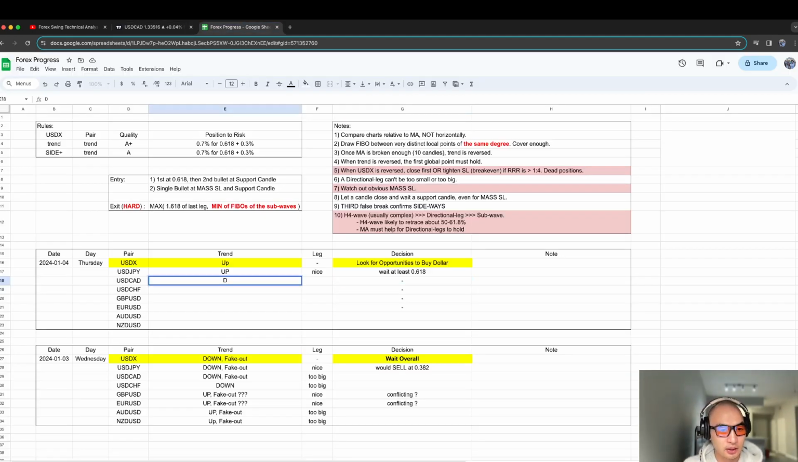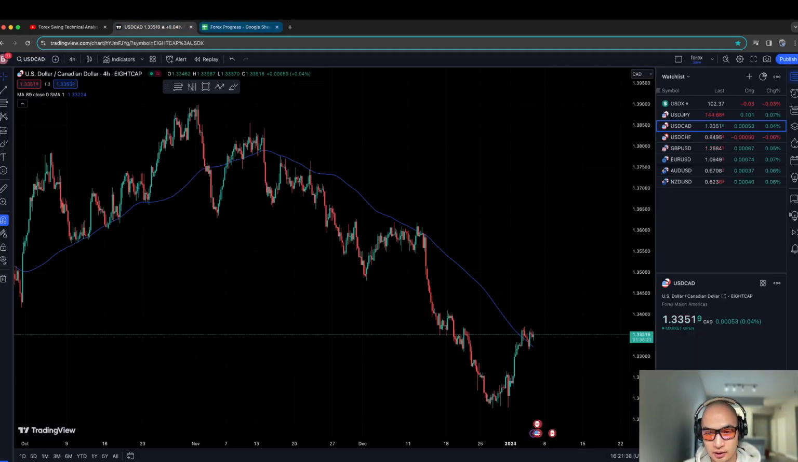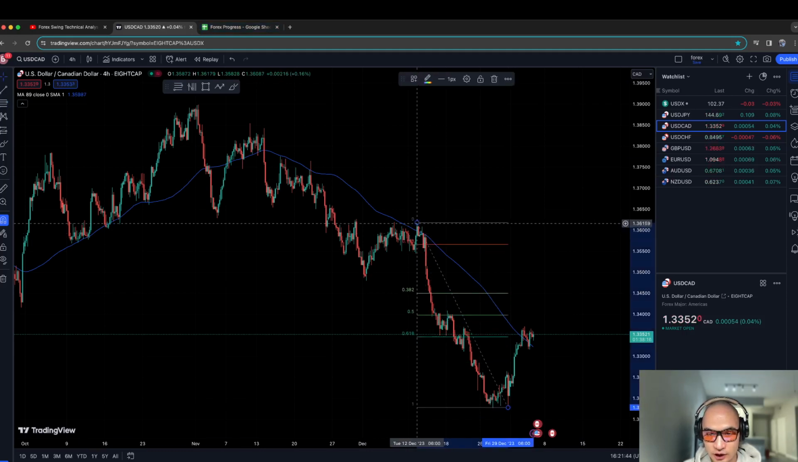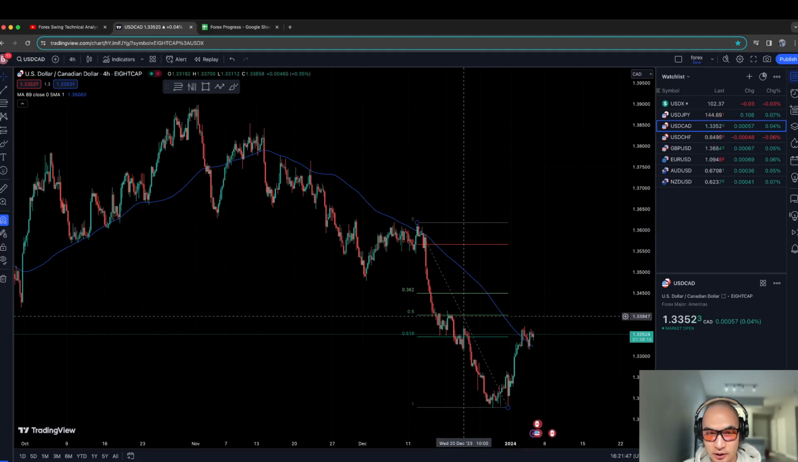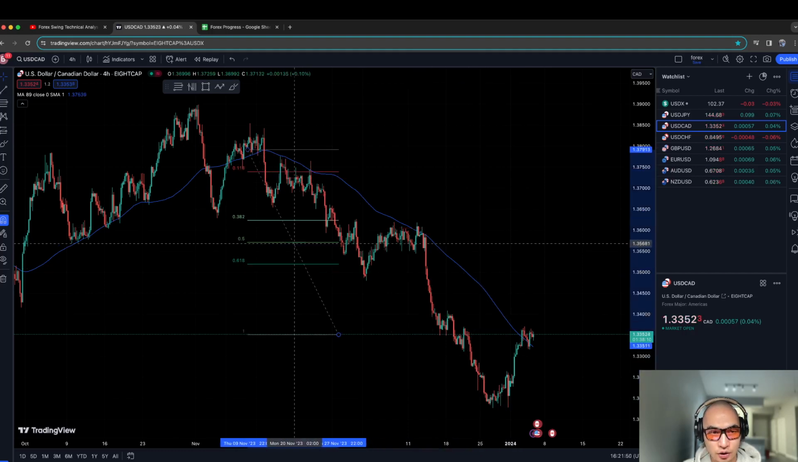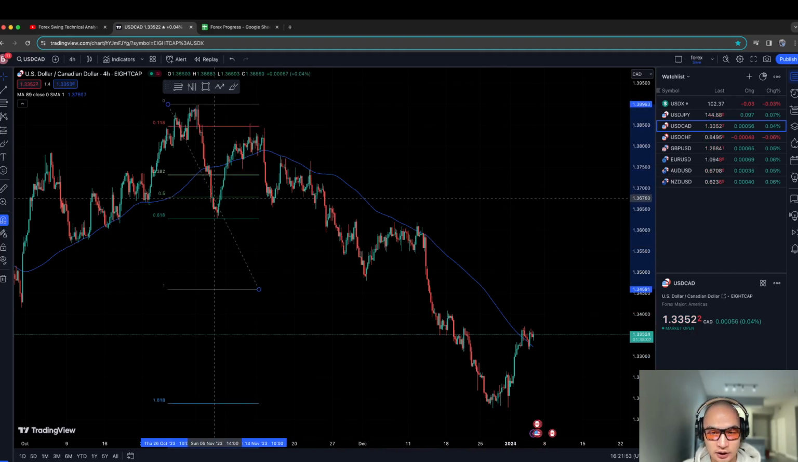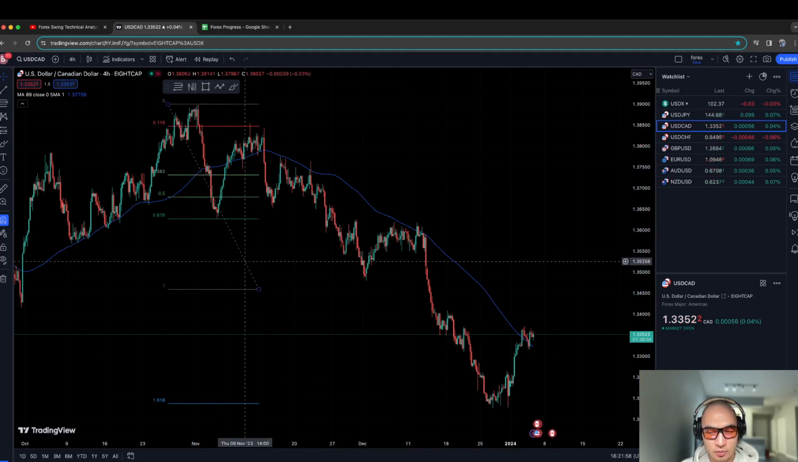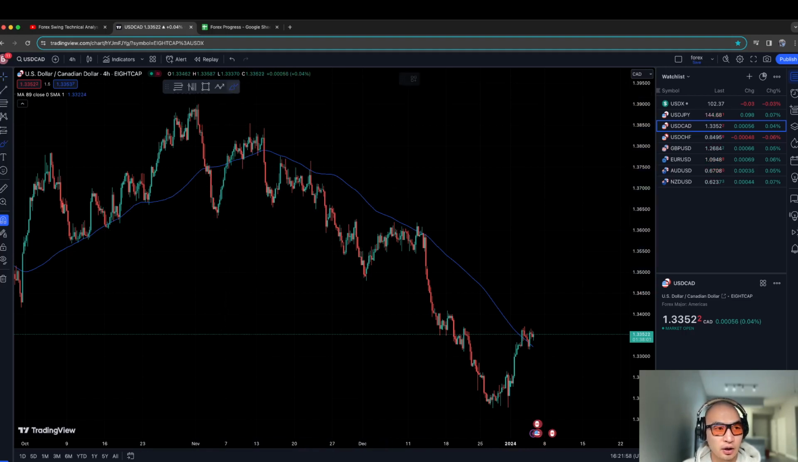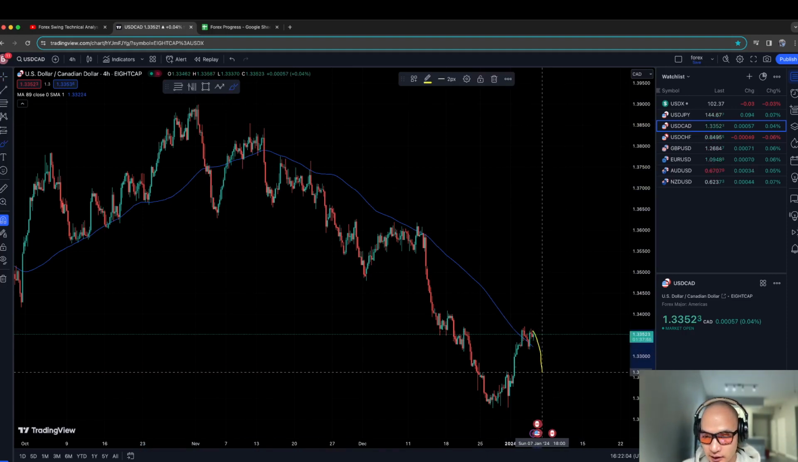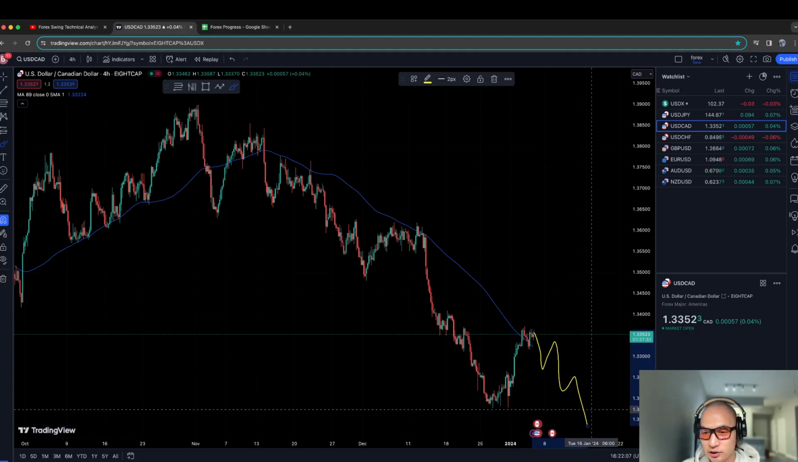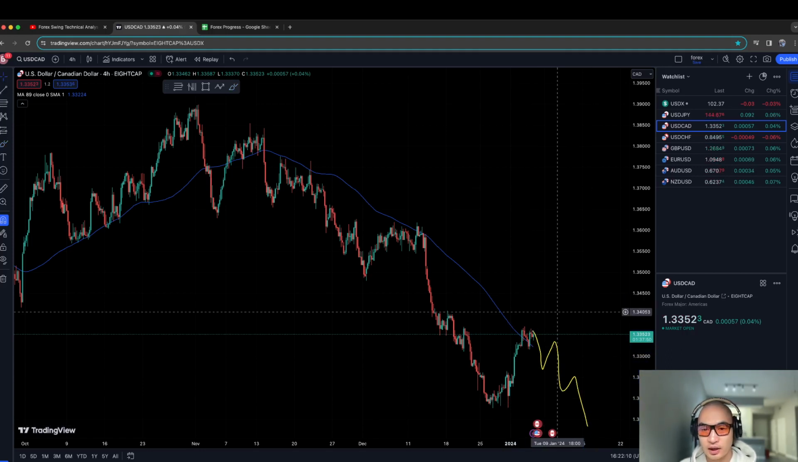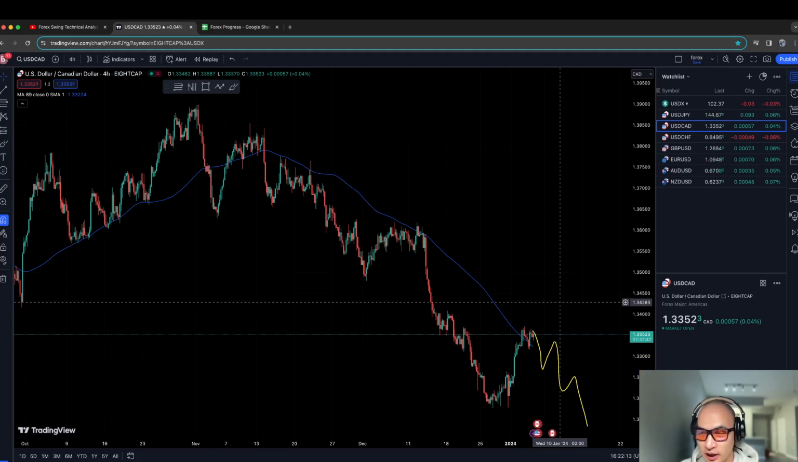USD trend is down. Here the original directional leg in the downward trend is this one. Compared to other directional legs, it is still too big, right? So my assumption is that if the market is really faking out, it will behave like this. It will behave like this. That's what I'm expecting from USD Canada dollar if the market is really faking out.